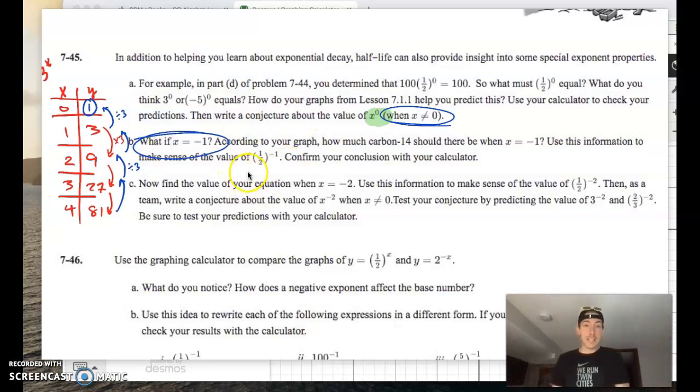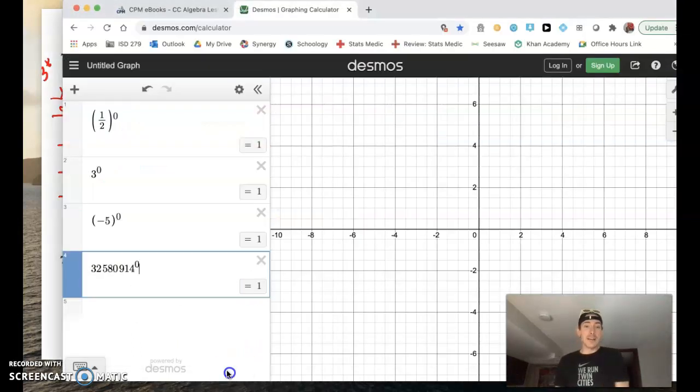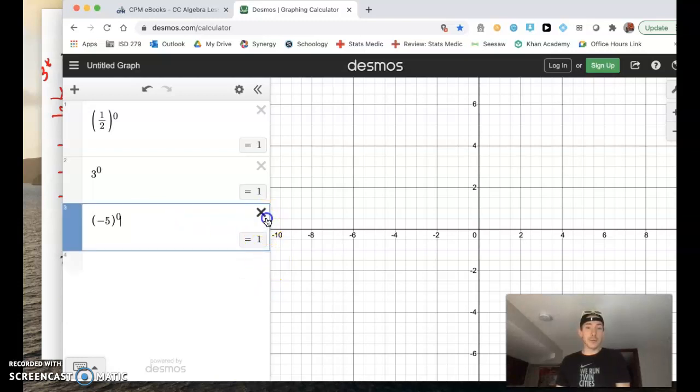So let's make sense of the value. What happens here, and we're going to turn this into that negative exponent rule that we have from prior learning in the previous chapters, and we're going to check it with the Desmos calculators. What happens when I take this 1/2 and I raise it to the negative first power? Well, that's like we just said. That's like multiplying by 2. Okay, and that's what we're going to see here. And I can confirm this, like I said, with Desmos.